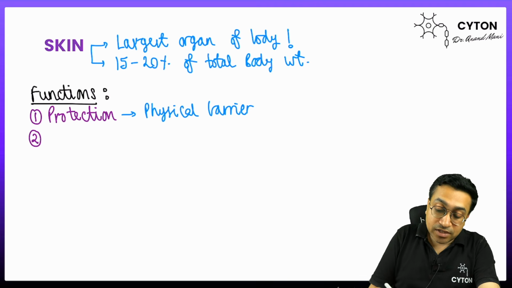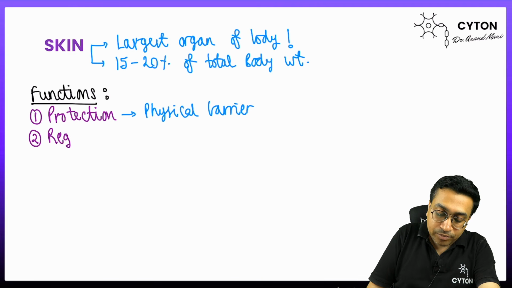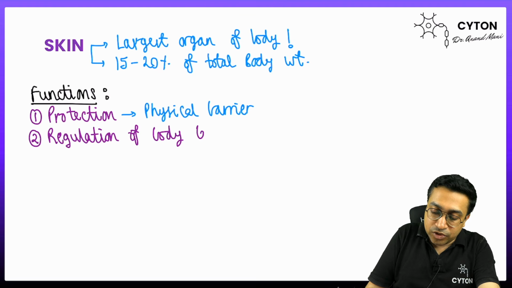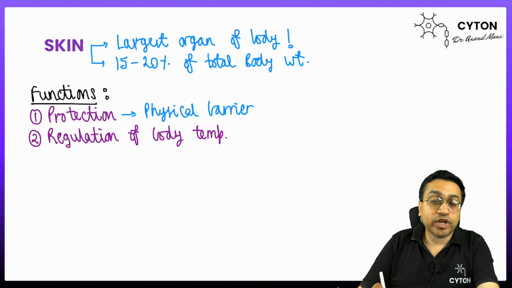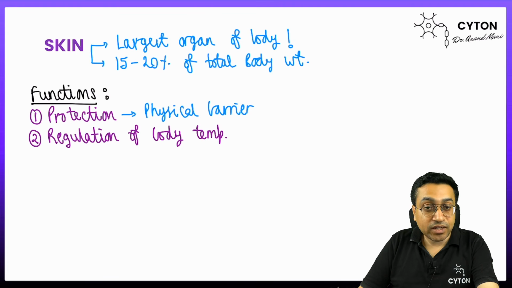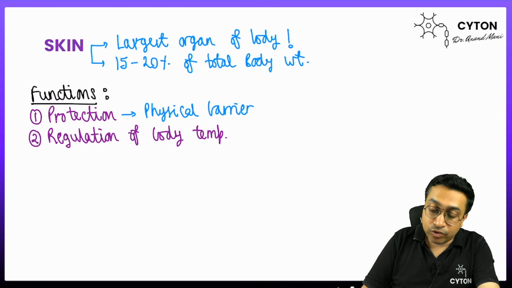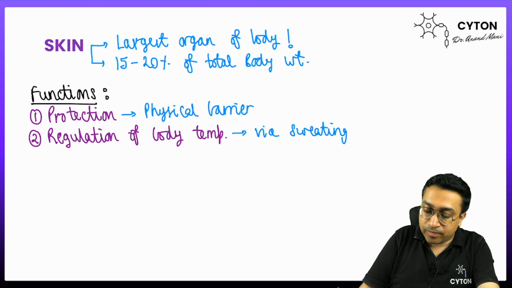Second function is regulation of body temperature, an extremely important function, please do not miss. Now the skin helps to regulate the body temperature through sweating and regulating the blood flow to the surface. So this is via sweating, and also the blood flow.